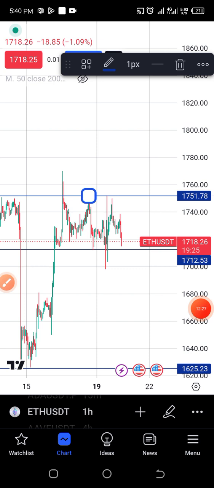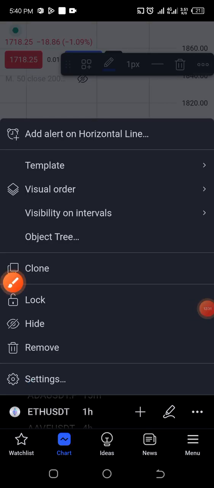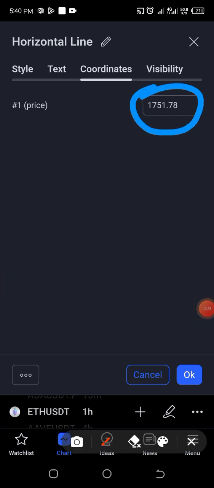So you click on the line. When you click on the line, you come down here to settings. You set the line. So when you set the line, you can see the price it is showing here, that it's the price of that line.